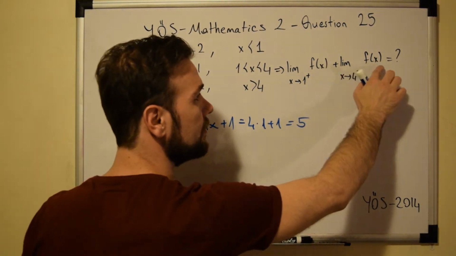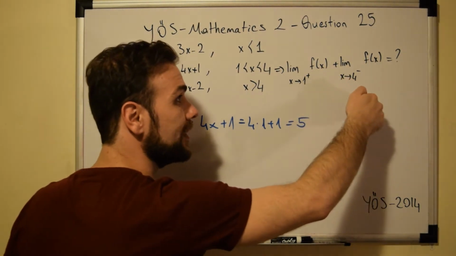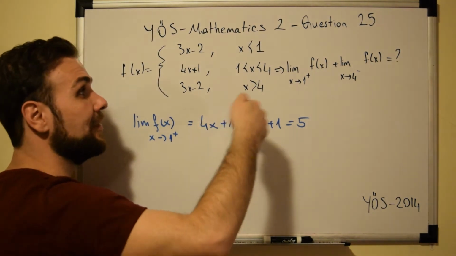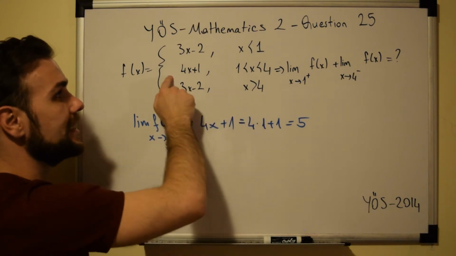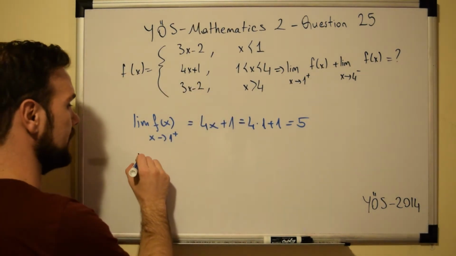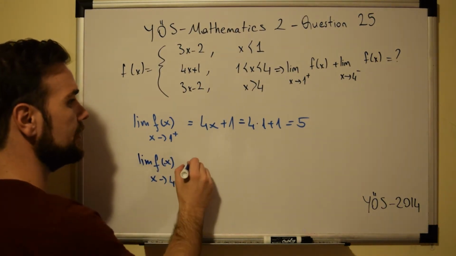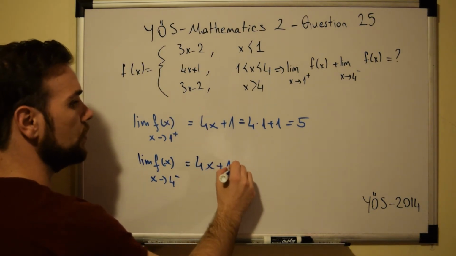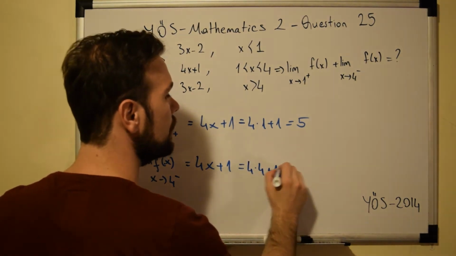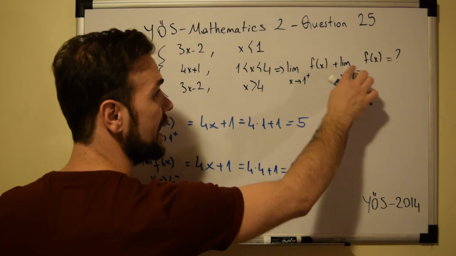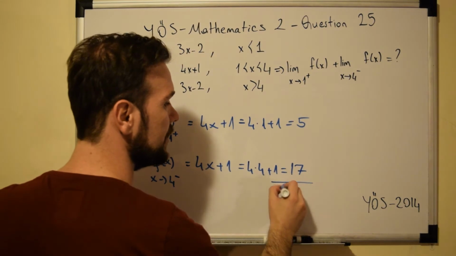Now let's see the limit of f(x) as x approaches negative 4. What does that mean? That the value of x should be 4 or less. And the only expression that gives us a value of x lower than 4 is the second expression again. So the limit of f(x) as x approaches negative 4 is equal to 4x plus 1, and the value of x will be taken as 4. So we have 4 times 4 plus 1, which is equal to 17. And since we are asked for the addition of these two, all we have to do is just add these two results. So the final answer is equal to 22.